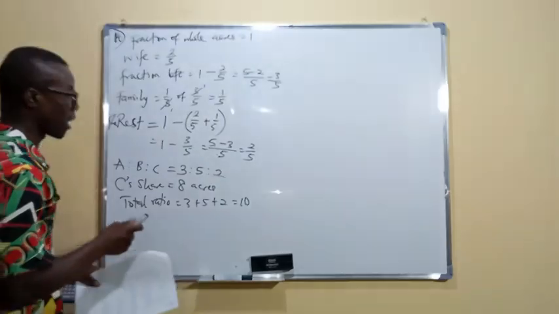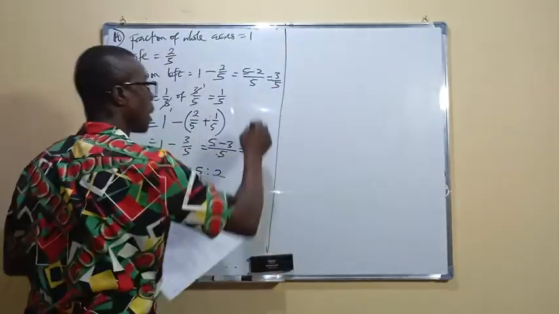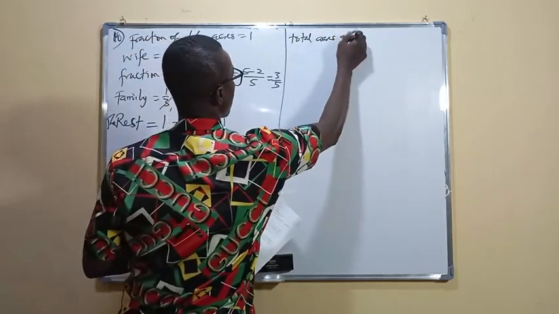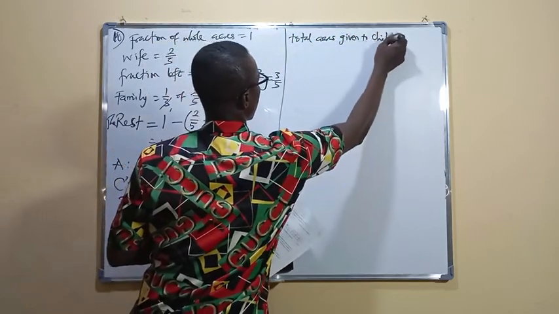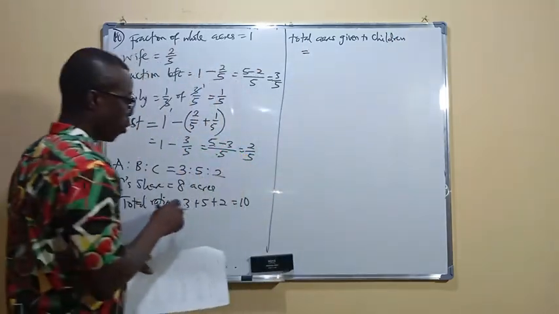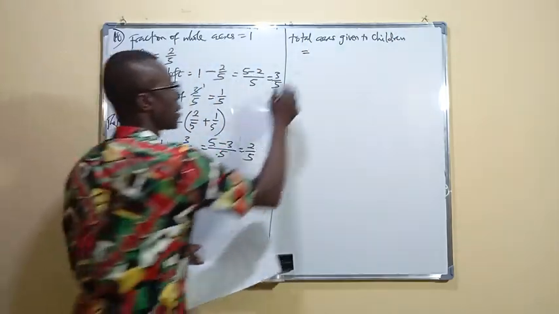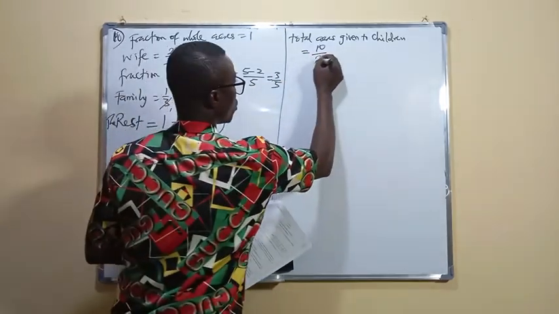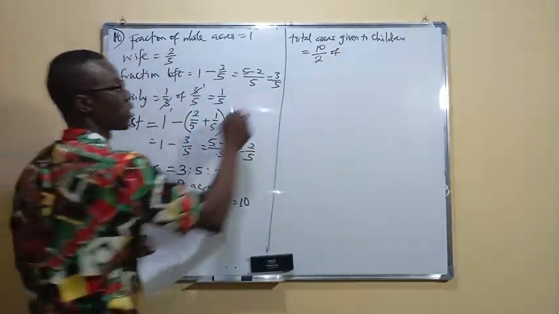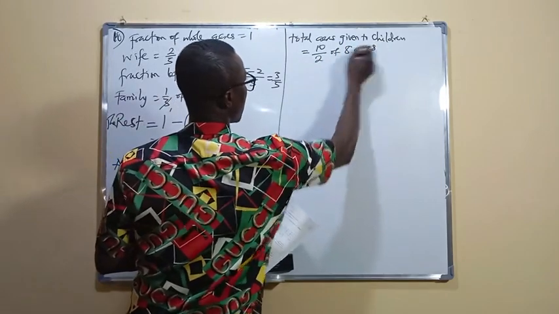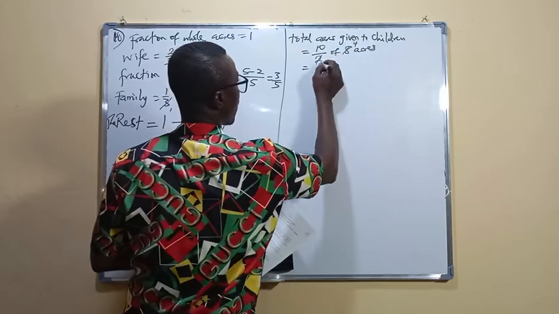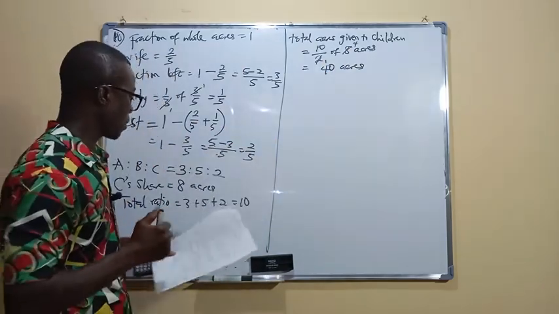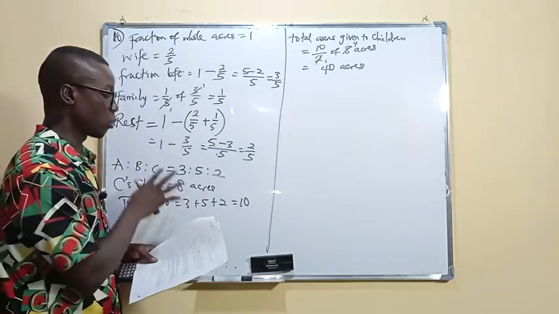Now, how can we do that? So we can say, total acres given to children. Now, what is the total ratio? That is 10 over the ratio for the smallest share, which is 2, of what? The quantity of the smallest share, which is 8 acres. So 2 into 10 is 1, 2 into 8 is 4, and that gives us 40 acres. And that's to say 40 acres was given to the children to share.